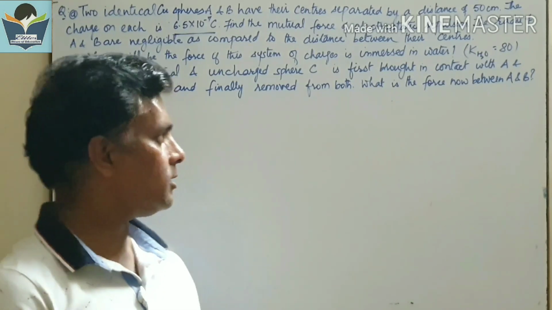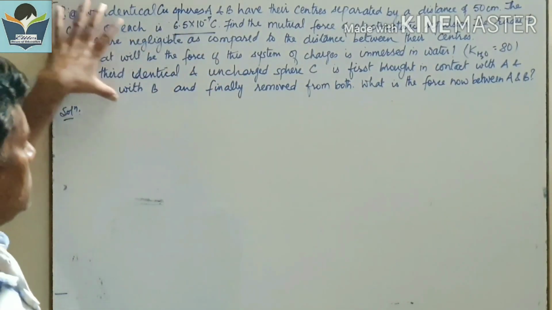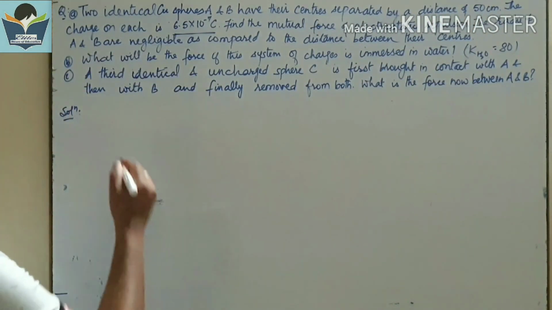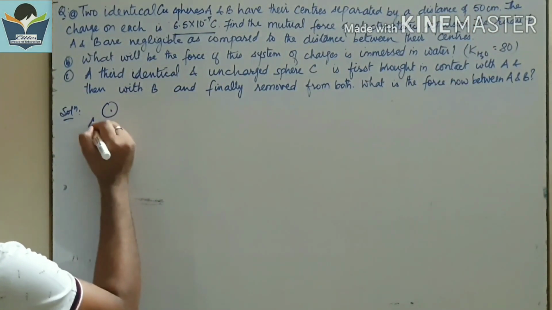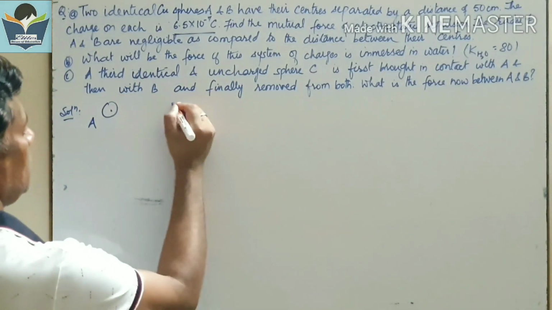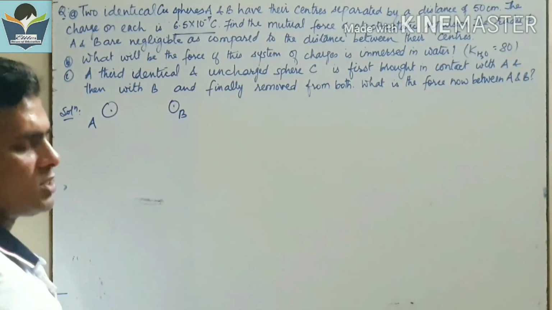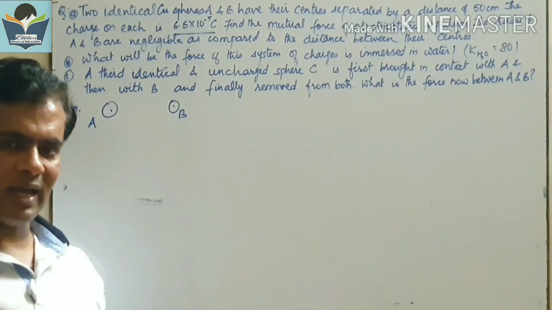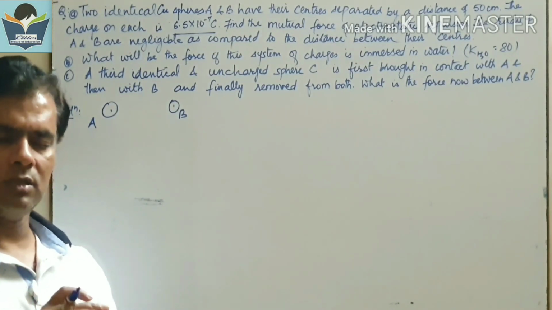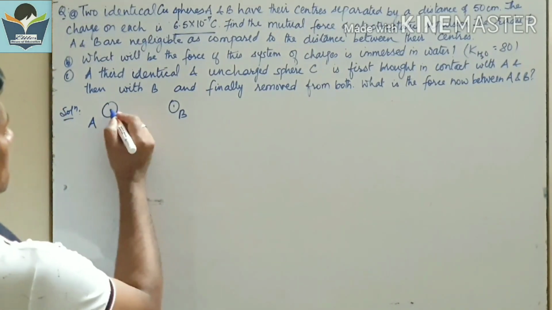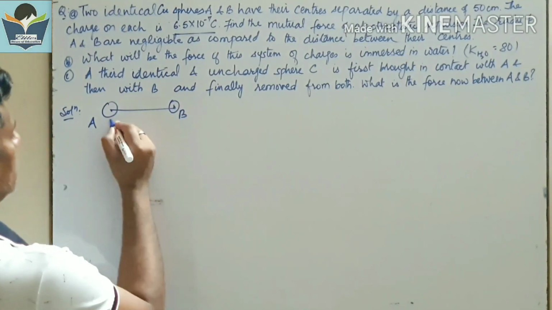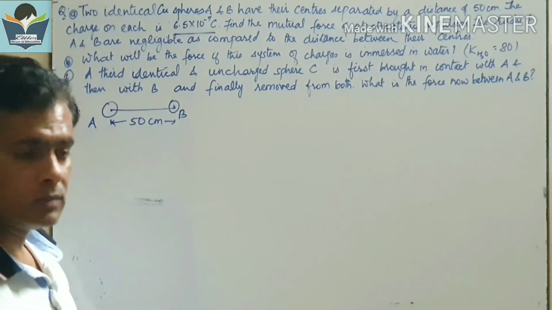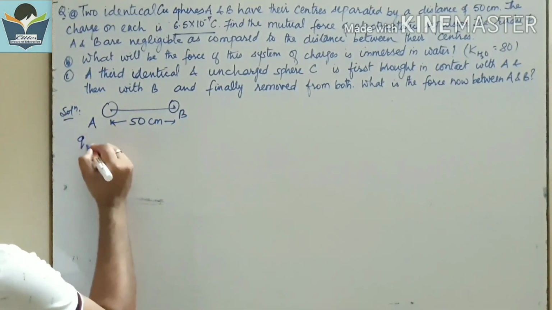To begin, this is a numerical I have put out here. It says that there are two metallic spheres, copper spheres A and B, which are identical in size. Identical means their size, their geometrical dimensions, are just the same. And the distance between their centers is given to be 50 centimeter.